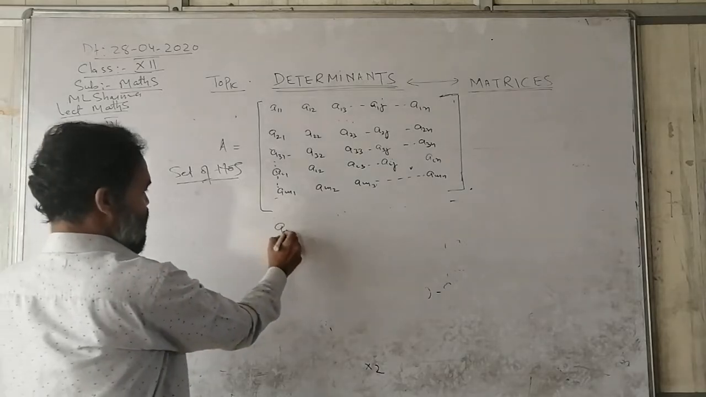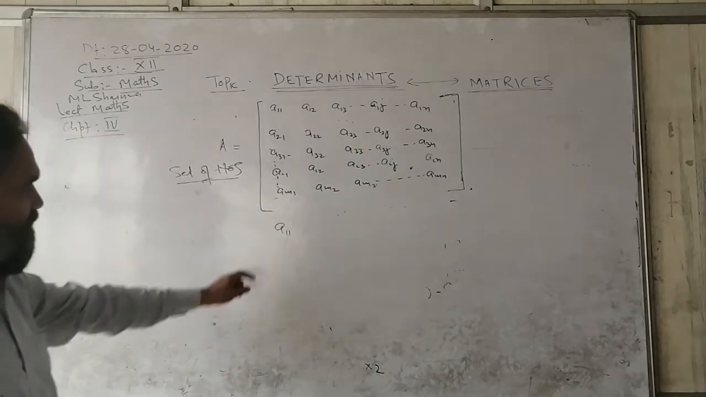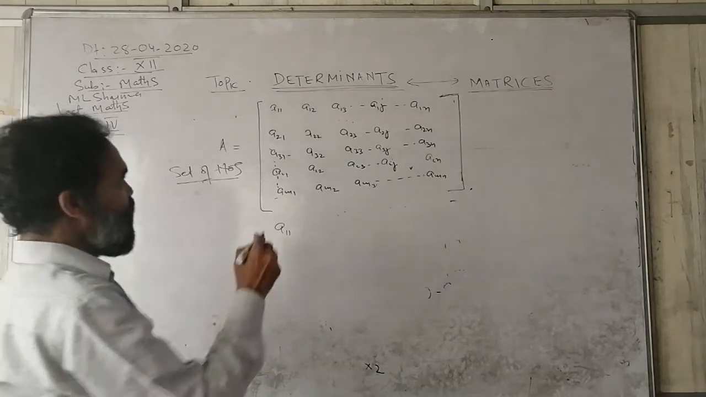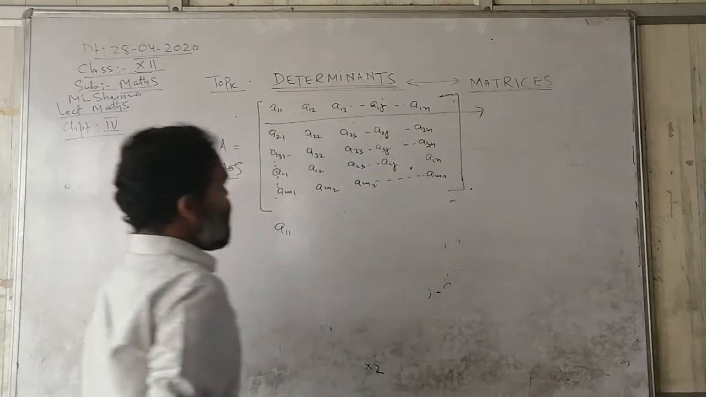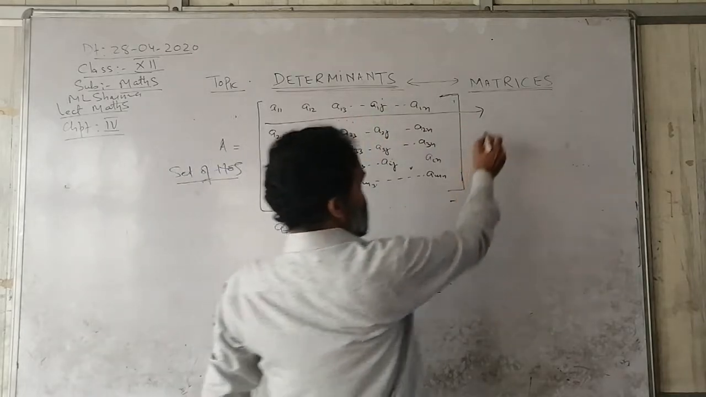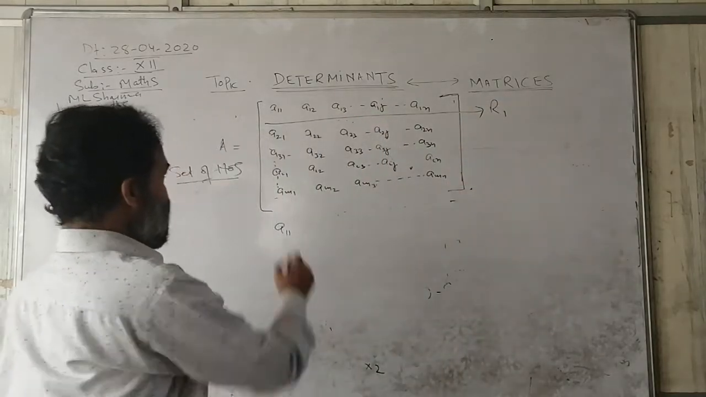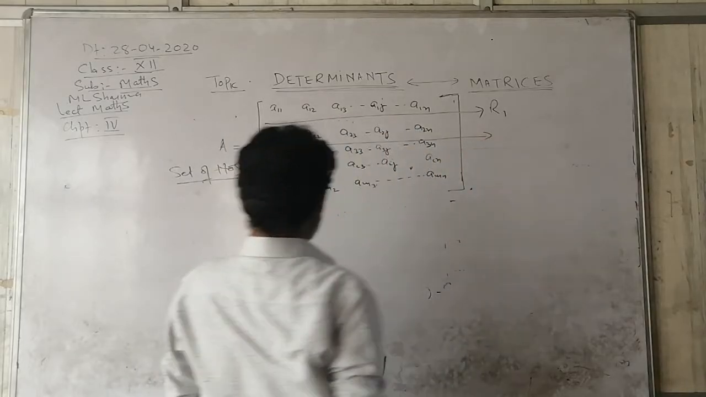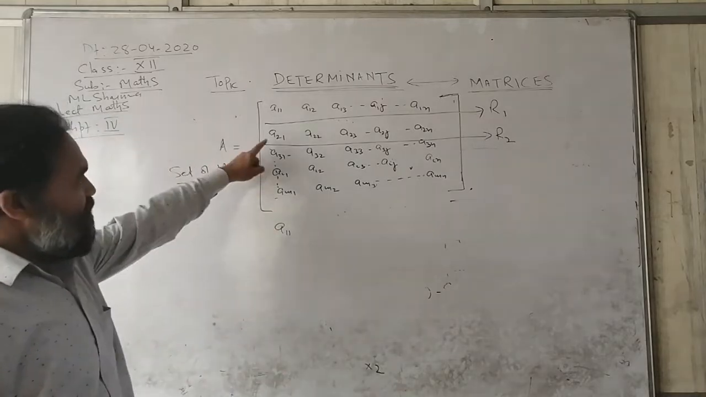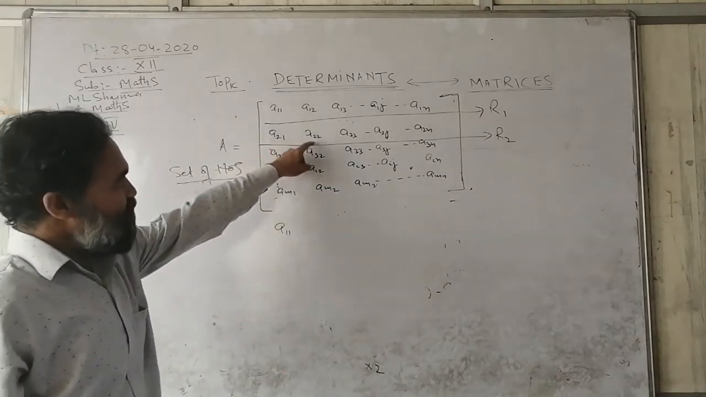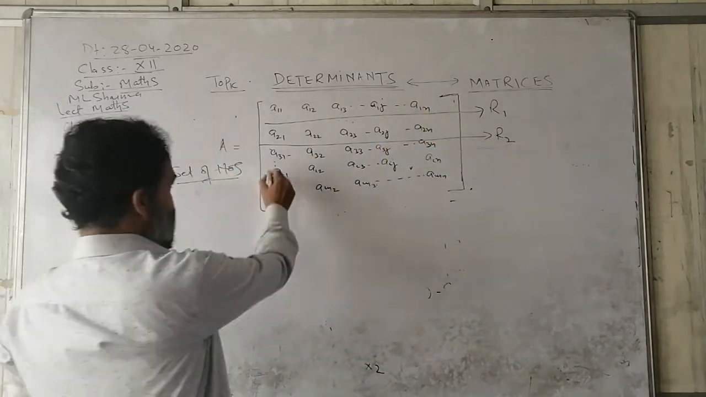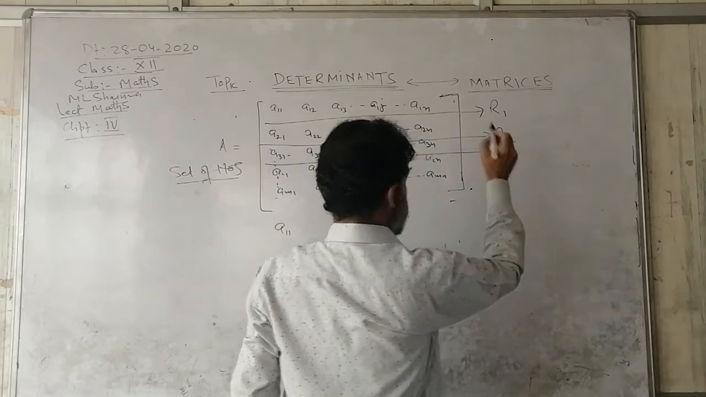A11 means this number is having row as 1 and column as 1. Now, what is row and what is column? All the numbers which are lying on this horizontal line are called numbers lying in row 1. Same way, the numbers which lie on this row R2, for example A21, A22, A23, A2j, and so on, are lying in row 2nd. Same way, this is the row 3rd.